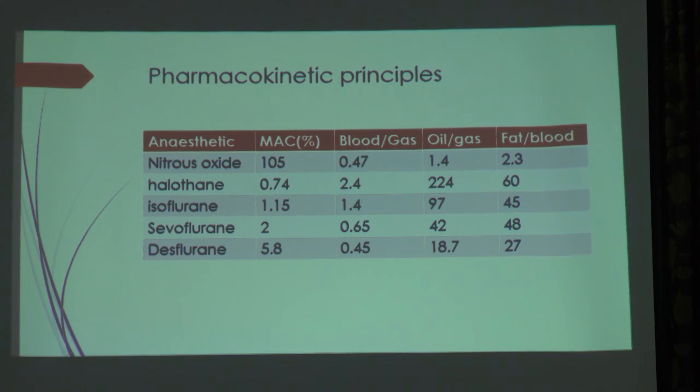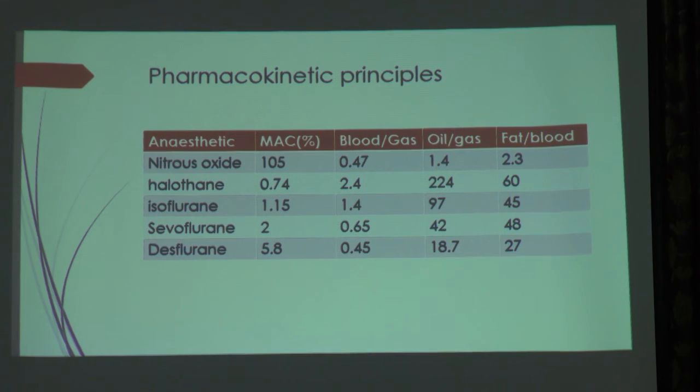But I said the MAC is what you need to produce immobility in 50% of the population. If you want to produce immobility in a lot more people, in about 95% of the population, you have to increase it a bit, to about 1.2 to 1.3 times the MAC, okay?